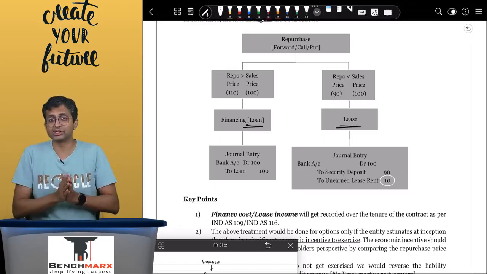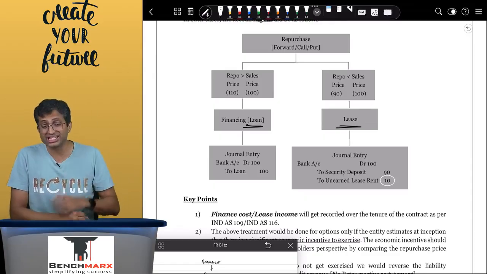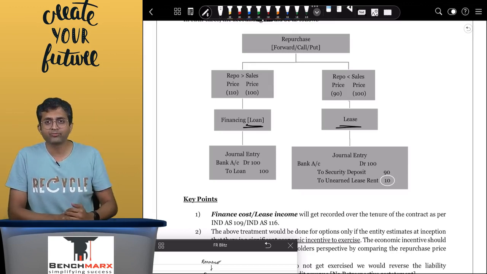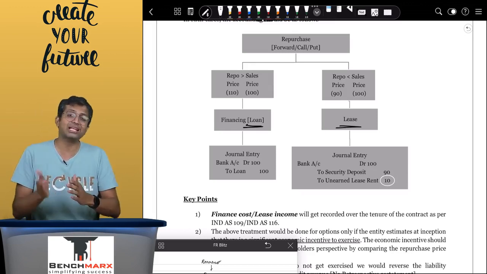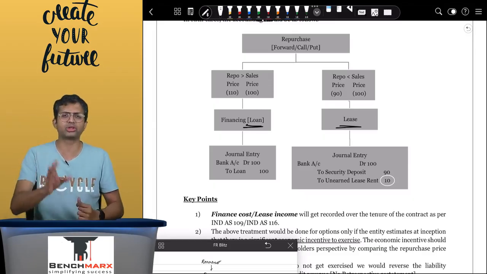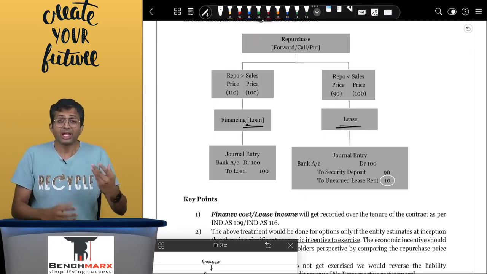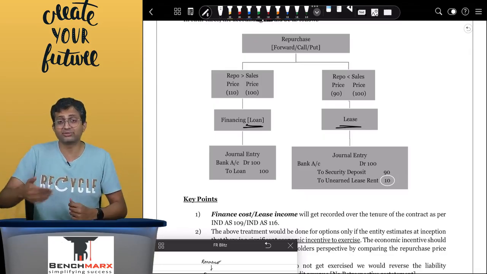Now, in these cases, it is very difficult to say that this was necessarily a loan or necessarily a lease, because in all likelihood, the exercise might not happen, in which case the control is transferred. So, you cannot blindly override the legal form. Sir, then how will we account for it? Well, you will try to look at the essence. Does it appear to be having a significant economic incentive that the exercise will happen?